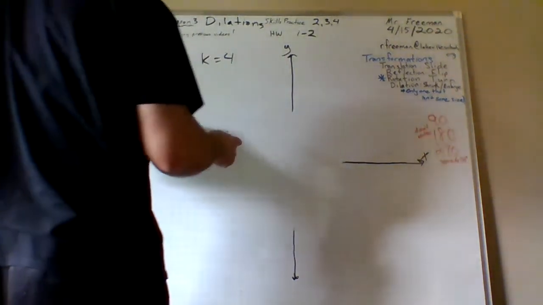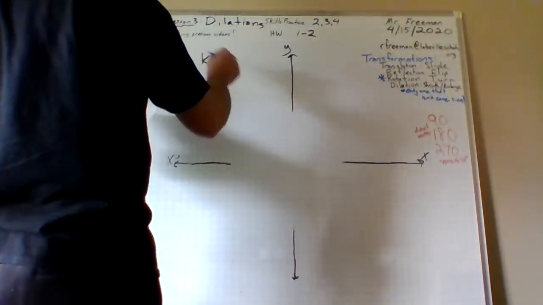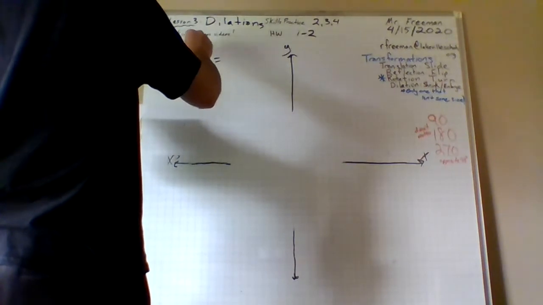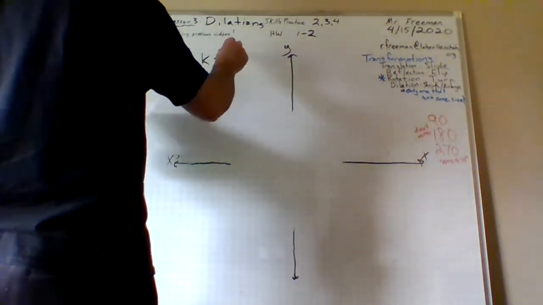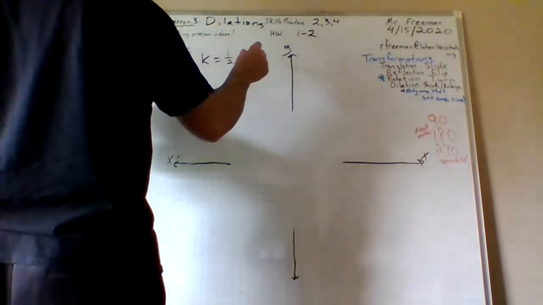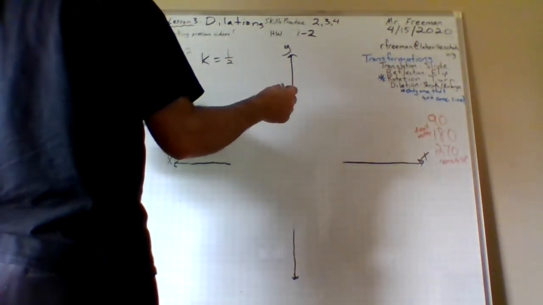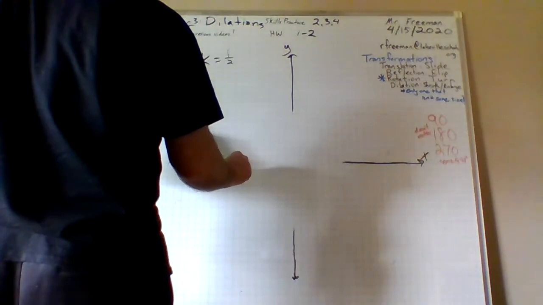Last one I'm going to do. Okay, this is number 2 on homework practice, where K is going to be 1/2. And so they tell us that M is negative 3, 1. Let me redraw this.